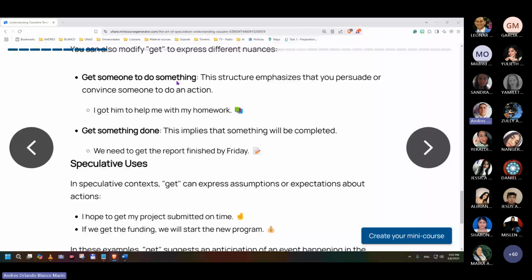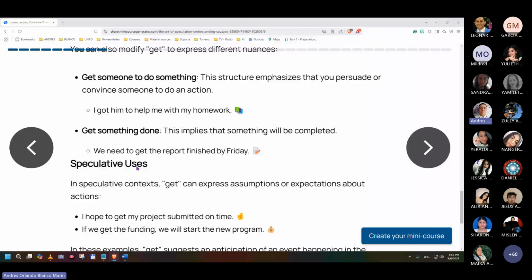Get someone to do something, or you can get something done. We need to get the report finished by Friday. Who is going to finish the report? We don't know at the moment, but we need it finished by Friday. So I'm going to arrange that someone in my office completes those reports by Friday.